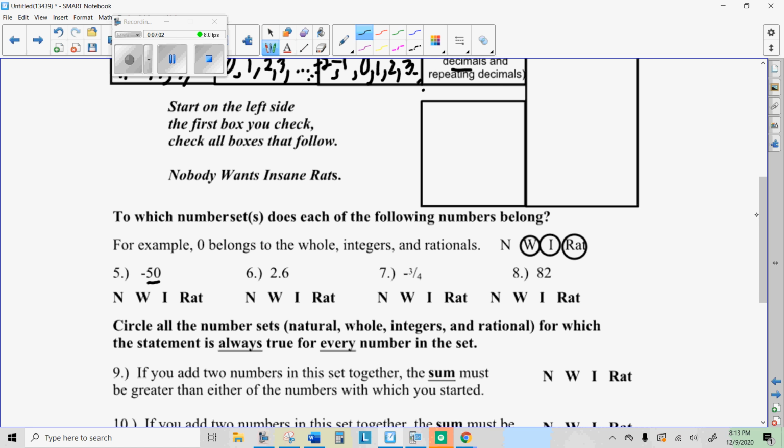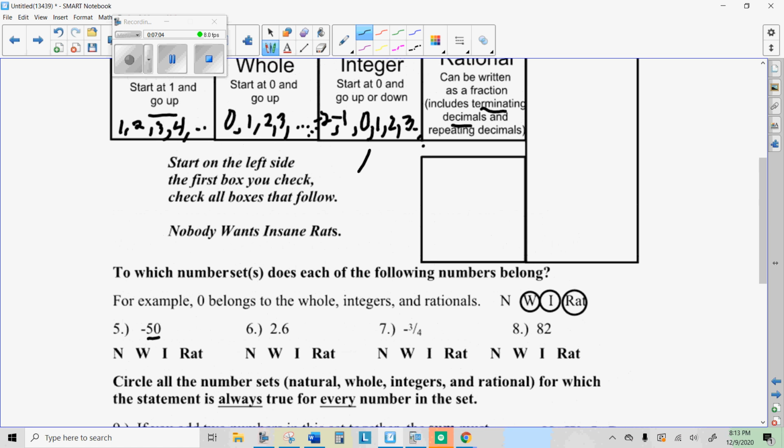So negative 50, that would be in here because this one is going to go all the way down to negative 50. So that's an integer. If you can write that as a fraction, which I can if I just put it over 1, that's the exact same thing, then it's a rational number. All right? And remember, if it's a decimal number or a repeating decimal number, for sure it's in this group, rational number. All right, go ahead and circle as many as you can for the rest of them.